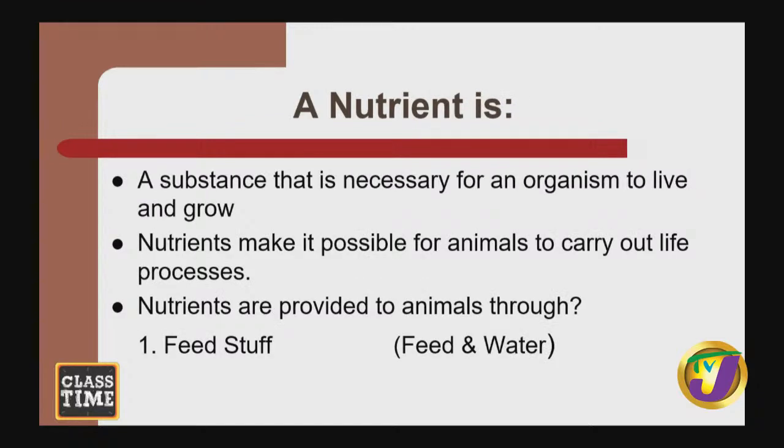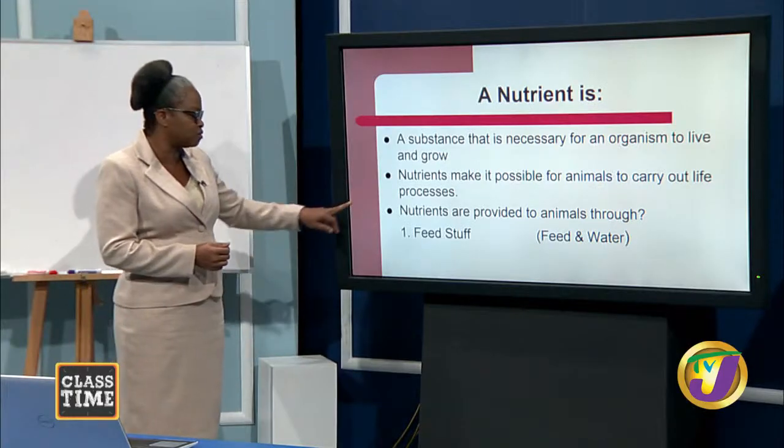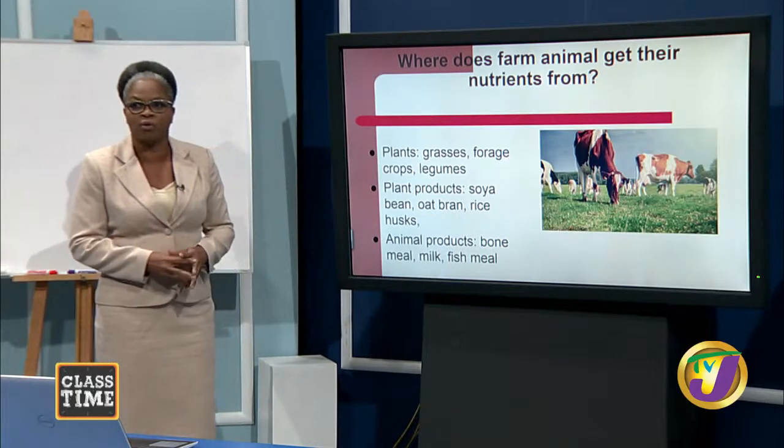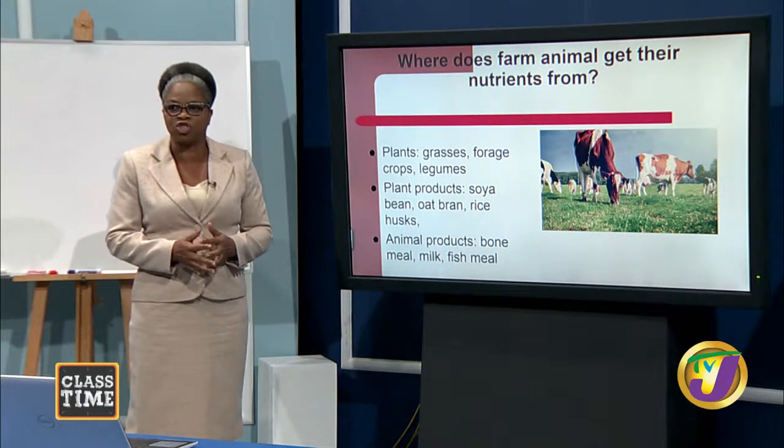Nutrients, when we look at a nutrient, it is a substance that is necessary for an organism to live and grow. Nutrients make it possible for animals to carry out life processes. And nutrients are provided to animals through feedstuff. That includes feed and water. Now, where do animals get their nutrients from?